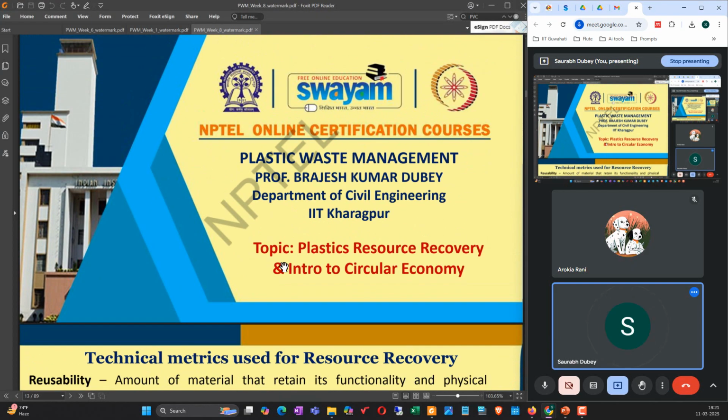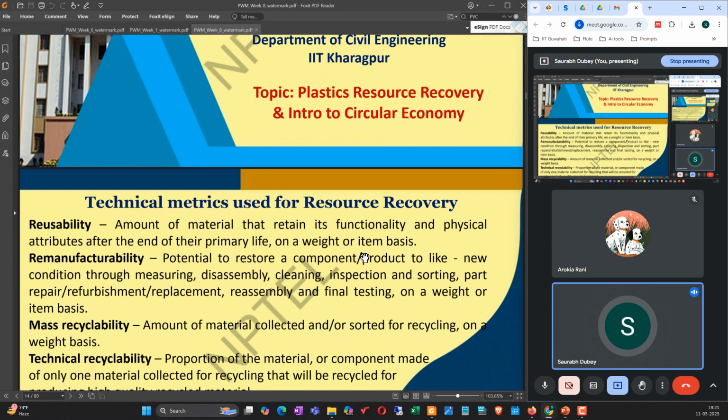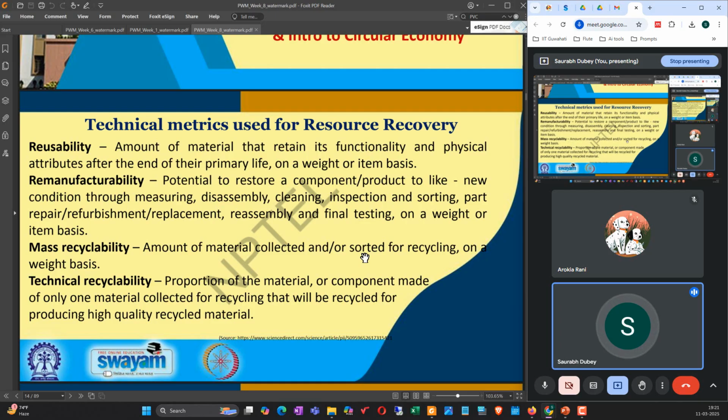So in week 2, plastic resource recovery and an introduction to the circular economy happened, along with the technical metrics you use for resource recovery. Whatever waste you have, you want to recover that. So what are the possibilities you will be going for? Reusability, whether the final good you want to recycle or reuse can be reused, or can be remanufactured, shareability, mass recyclability, and technical recyclability.